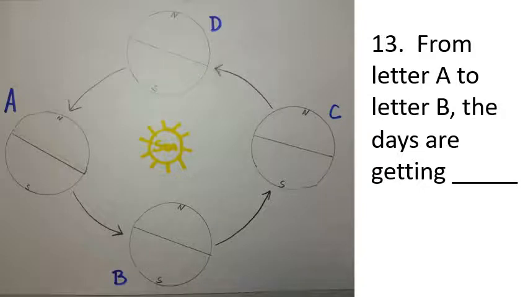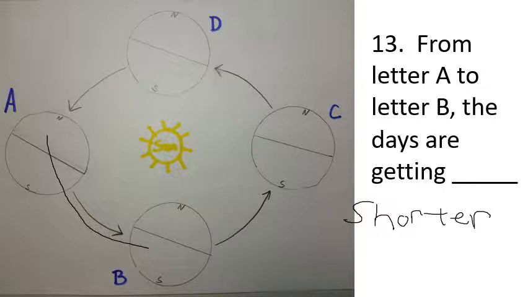Number 13, from A to B, the days are getting shorter, because we're going from summer into fall. And in fall, by now you start to notice the sun's going down earlier. We're getting less sunlight. A is the longest day of the year. So every day after A, it's a little bit shorter, a little bit less sunlight.